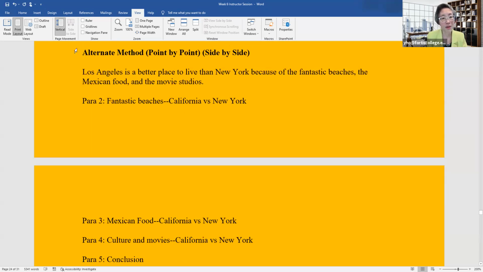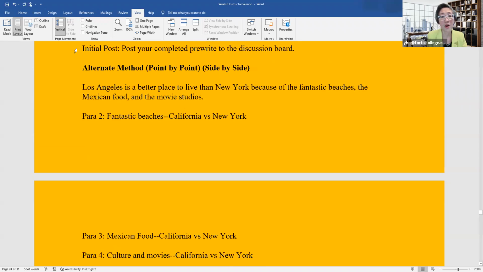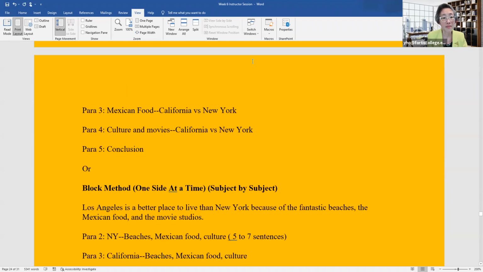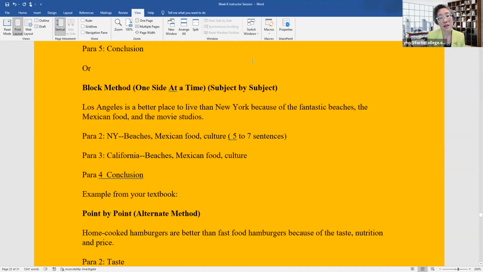That's called the alternate method, side by side. I think it's also known as point by point or side by side method. And then here, this you haven't done, block method, also known as one side at a time or subject by subject. And here you would write about New York, and you would write about beaches, Mexican food, and culture, and you write 7 sentences, and in that order. And here you're going to write beaches, Mexican food, and culture in California.